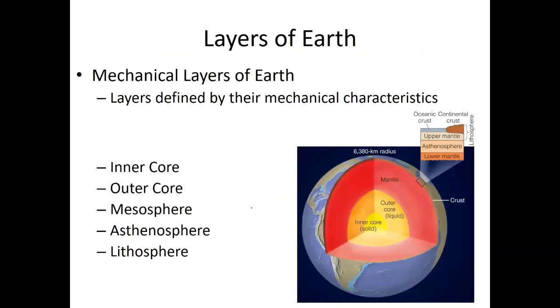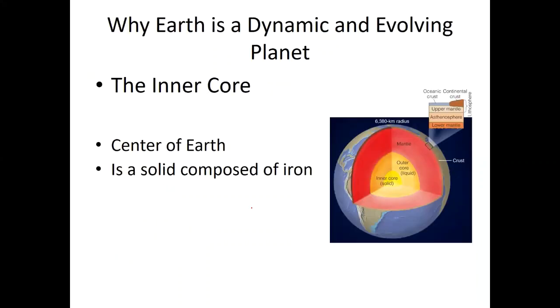Okay. So now that we know that Earth's pressure, temperature, and density increase with depth, we now look at the mechanical layers of the Earth. These are layers defined by their mechanical properties, and those physical properties, pressure and temperature, will play in as we discuss these. Starting from the center and working our way out, like we did with the chemical layers, the innermost mechanical layer is the inner core.